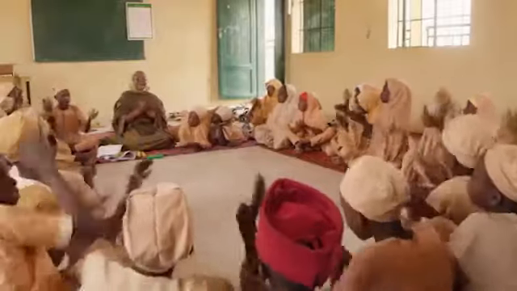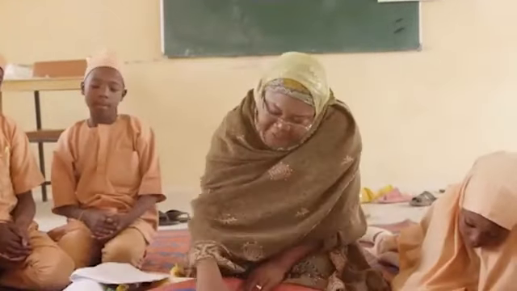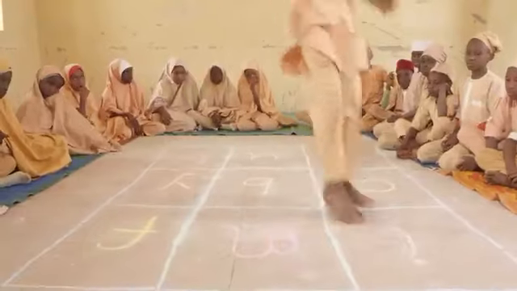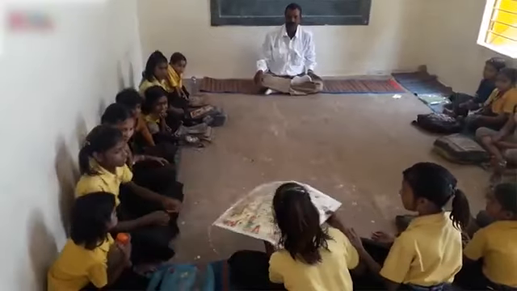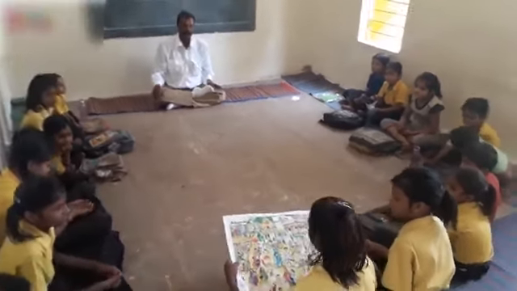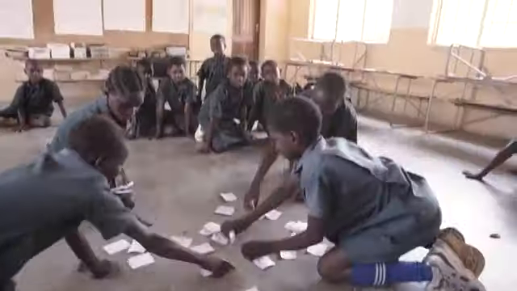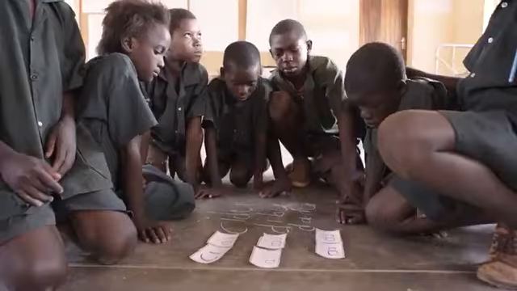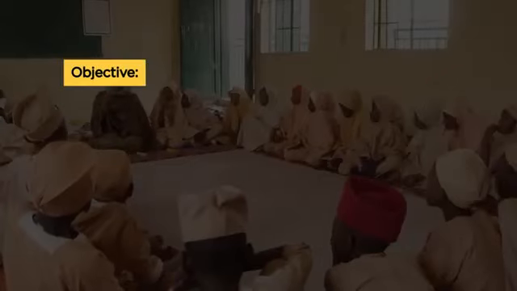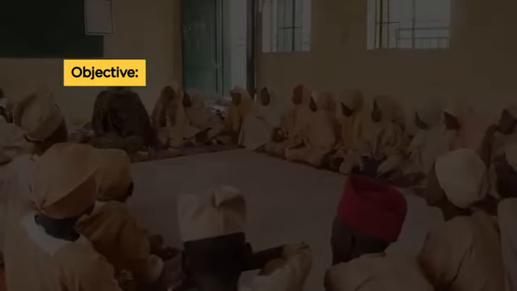In previous modules, we learnt that grouping children by their level is an essential component of the teaching at the right level or TaRL approach. This process helps to ensure that children receive the appropriate support that they need to acquire foundational skills in literacy and numeracy. In this video, we will learn how children can be grouped during TaRL sessions.